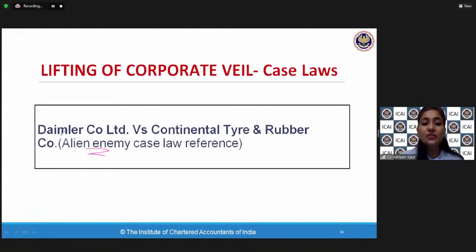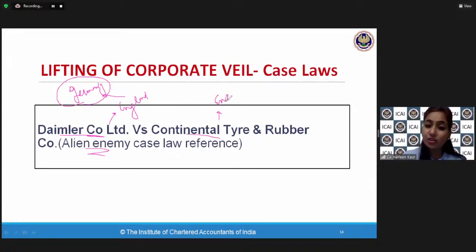So what happened was this Daimler Company Limited, this was a company which was formed in England. Although it was formed in England, but the entire management of this company was in the hand of German people. So there was a company in Germany which was actually managing and running this company in England. So law said this was during the situation of First World War. And this Continental Tire and Rubber Company was also an England-based company. This was also an English company. So law said now this Daimler Company Limited is having certain contractual relationships with Continental Tire and Rubber Company.